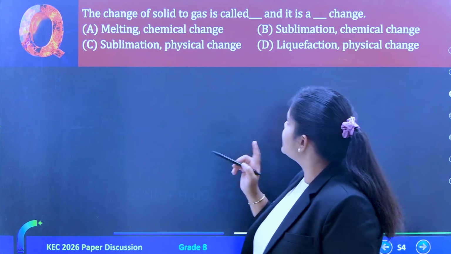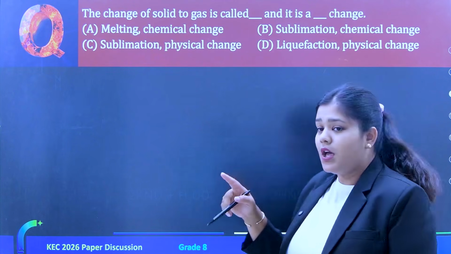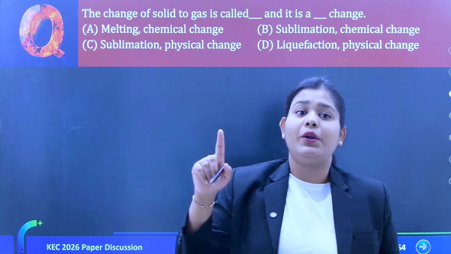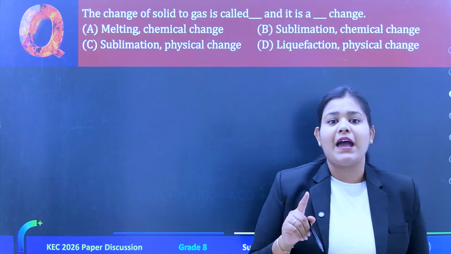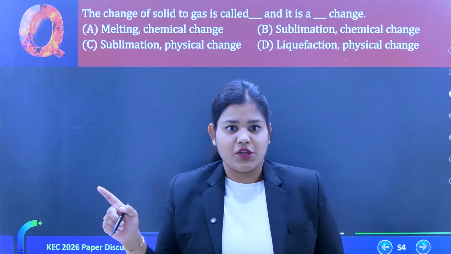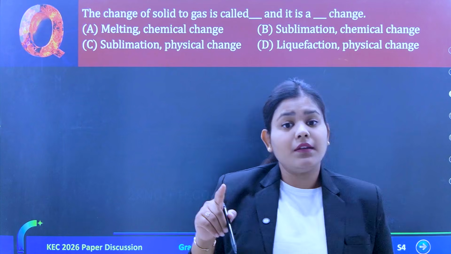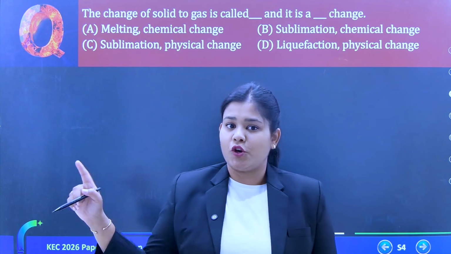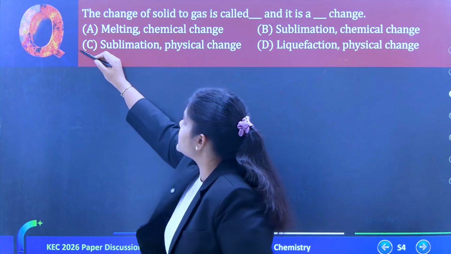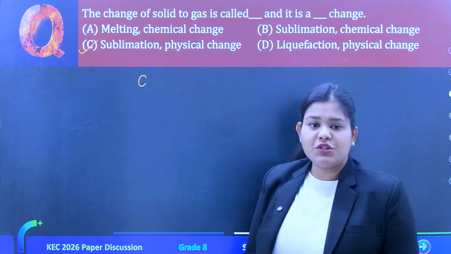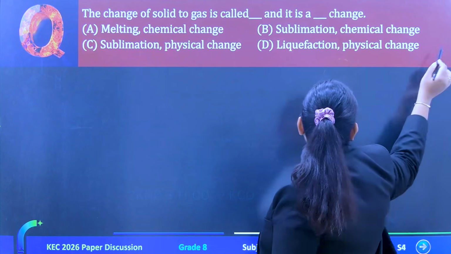Going to the next question: the change of solid directly to gas is called? I told you it is known as sublimation, right? So option B or C is the answer. Now which type of change is it? Here the composition does not change, only the state changes, so it is a physical change. So sublimation and physical change, option C, is the correct answer.